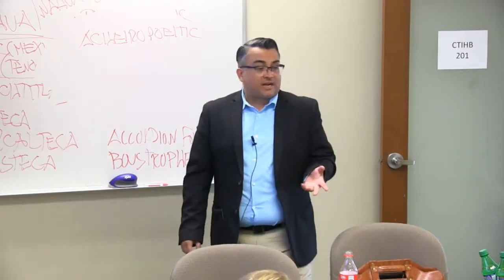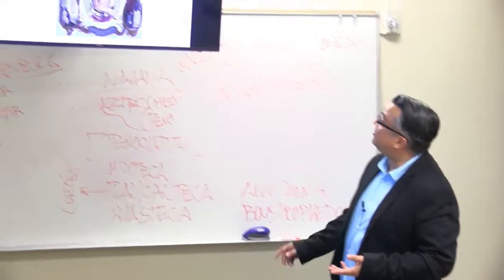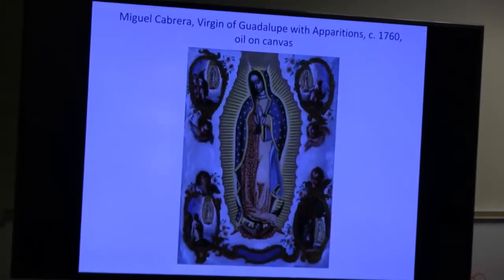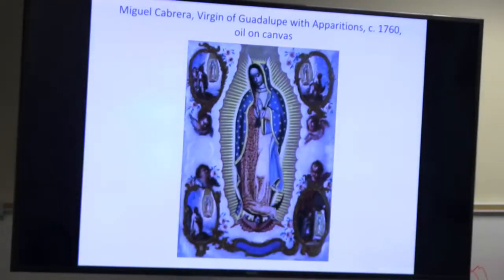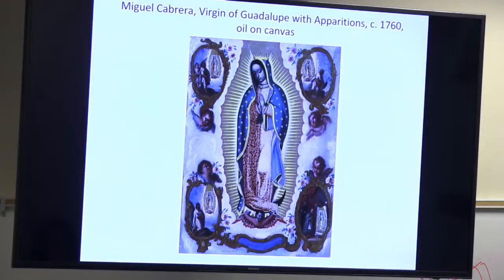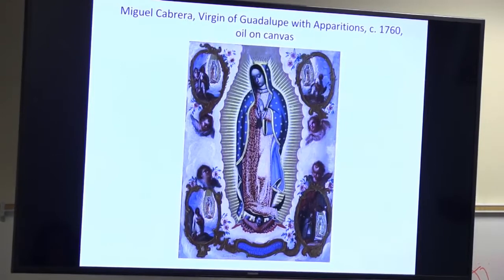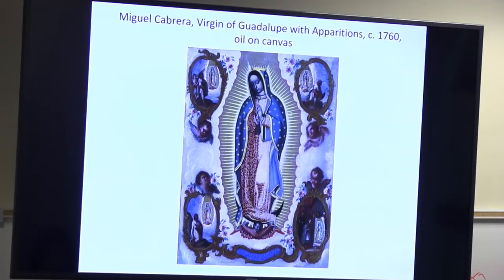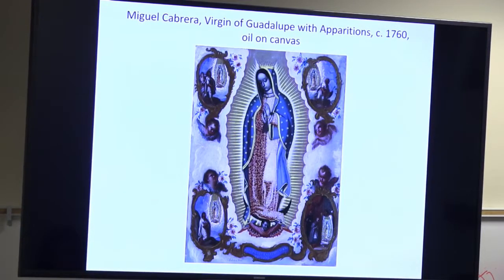There are variations. That shell image is related to this particular composition. This is Miguel Cabrera's version, one of his paintings. He was a really faithful follower of this Marian devotion. He was a Guadalupano, a painter working in the mid-18th century in Mexico City. He's like the superstar of the 18th century. And he painted numerous versions of the Virgen, and this is one of them.